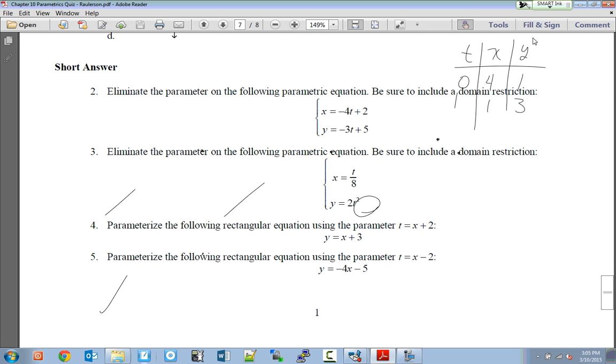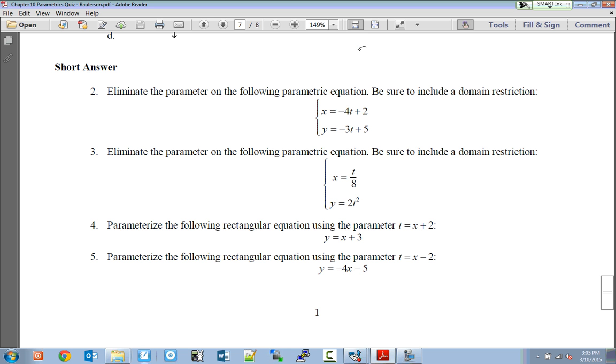All right, number 2, eliminate the parameter and be sure to restrict your domain. I'm actually going to show you 2 ways to do this problem. The first way is solving for t, and then the second way is using a system of equations, and then I'll finish it by restricting the domain.